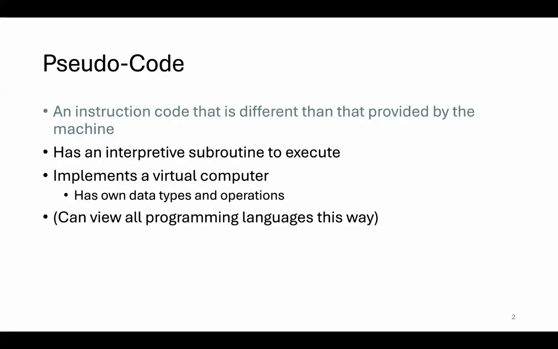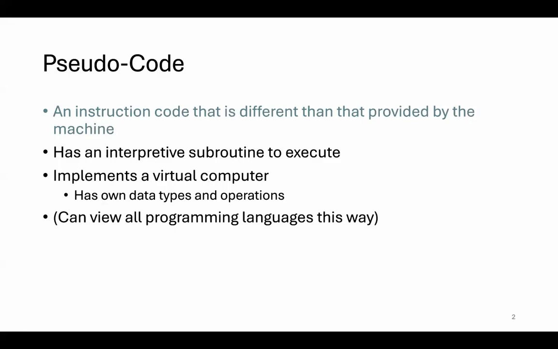So what do you mean by pseudocode? A pseudocode basically is an instruction code that is different than that provided by the machine. When we use the word pseudocode, don't confuse it with the current usage of pseudocode. Currently, pseudocodes are used as a way of writing down something similar to an algorithm or explanation of a program, how we're going to write it down, but it's not actual coding. Here, we are going to use pseudocode as a primitive programming language to explain the steps needed in order to develop a language.